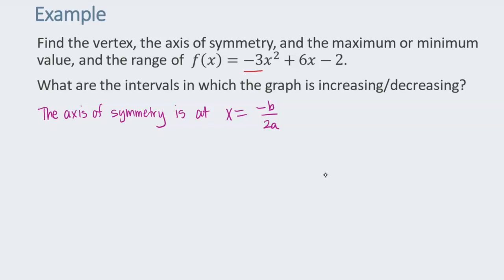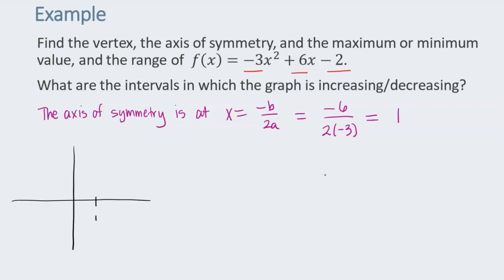So I'm going to find a, b, and c in that original. a is -3, b is 6, and c is -2. And I'll plug a and b into this equation here. I'll have a -6 over 2 times -3. Simplifying this, I get 1. So in this particular case, if I'm thinking about what my graph looks like, I know that when x is equal to 1, that's where this line of symmetry is going to be. It's going to be where the middle of the graph is occurring.